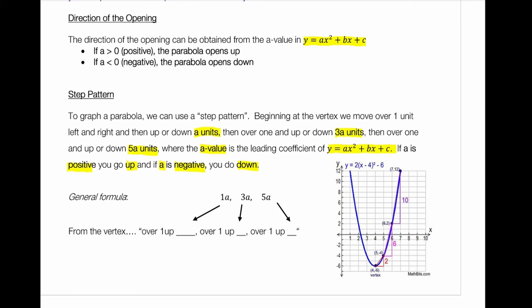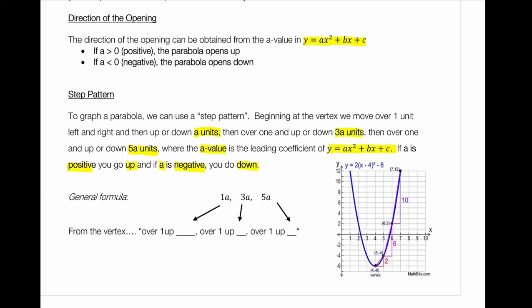So in general, the formula is 1a, 3a, 5a. That's the general step pattern. The a value, again, you get from the equation. And so basically from the vertex, you move over 1, up whatever the first step is. Then that's your point. Then from there, you move over 1 again, up or down whatever the next one is. Then over 1 again, and then up or down 5a.